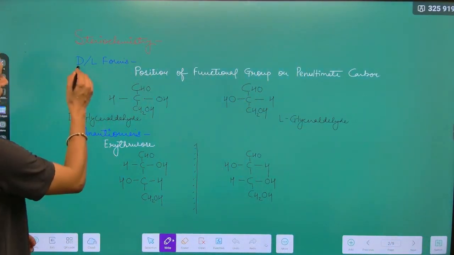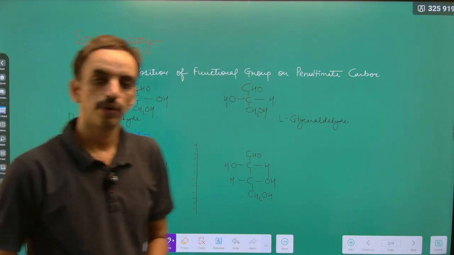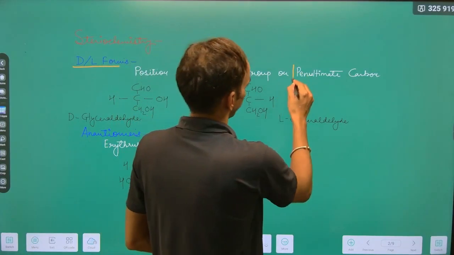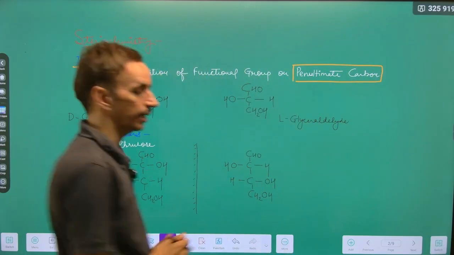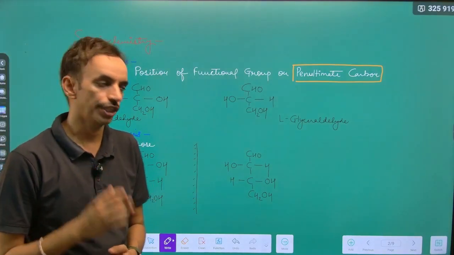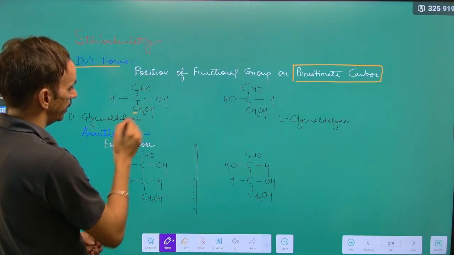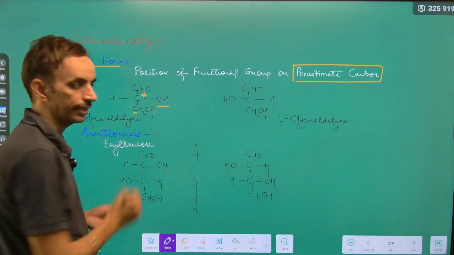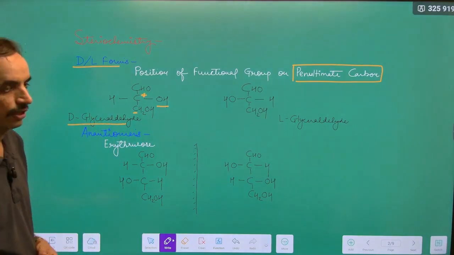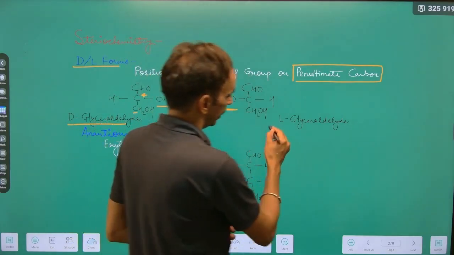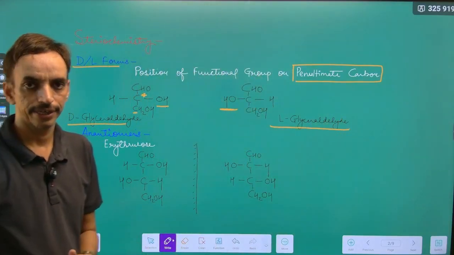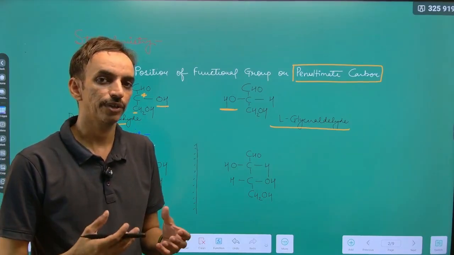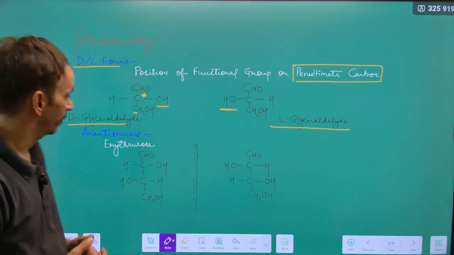Stereochemistry, D and L forms. D and L forms are based on the position of the functional group on the penultimate carbon. The penultimate carbon is the second last carbon in the chain. This is the last, or ultimate, carbon, and this is the penultimate carbon. If the position of the functional group is like this, it is known as the D form of glyceraldehyde. If it is like that, it is known as the L form of glyceraldehyde. Naturally occurring sugars are all D sugars, while naturally occurring amino acids are all L amino acids.